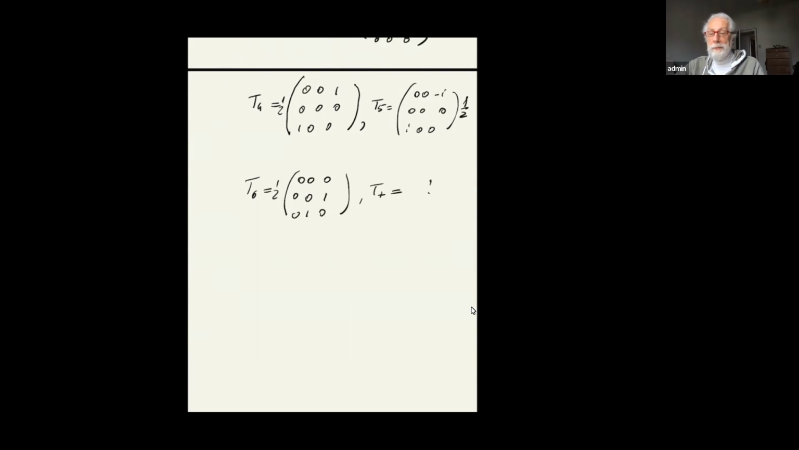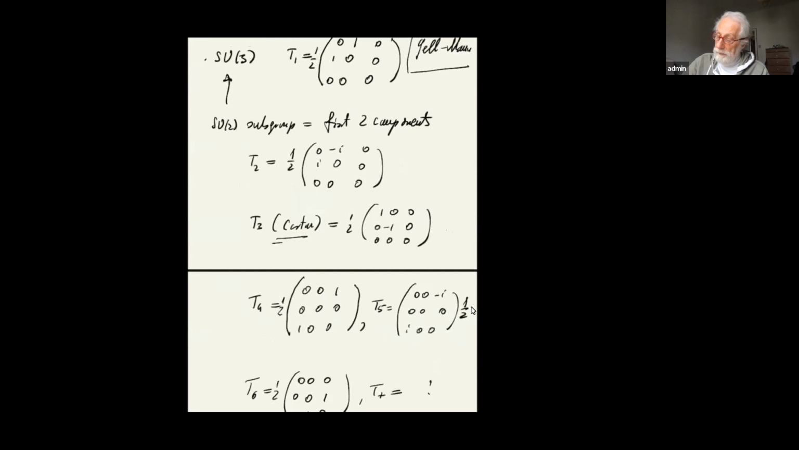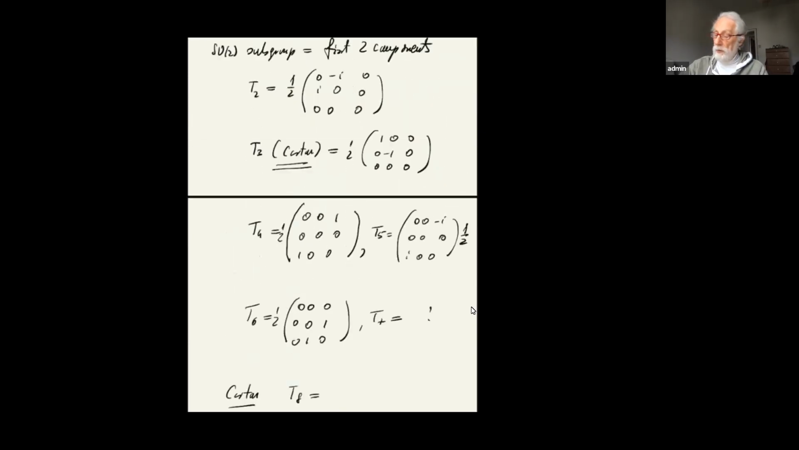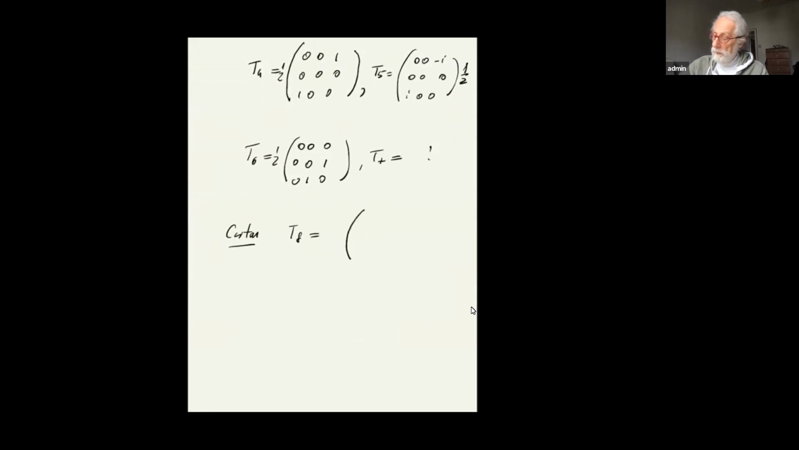I'm almost done. I have to finish the Cartan. That was the first part. What has remained? I have to finish with Cartan. T8 must be orthogonal to this guy I call T3. So it must be like this: 1, 1. And here, well, it's traceless. And then there is some normalization factor.